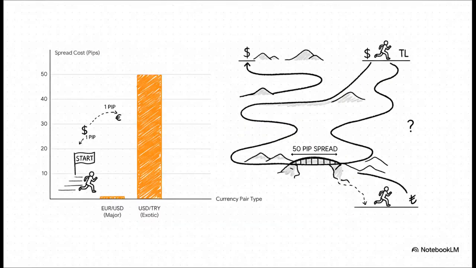And this is exactly why the currency pair you trade matters so much. A major pair, like the Euro/USD, might have a 1 pip spread. But if you decide to trade an exotic pair, like the US dollar versus the Turkish lira, you could be looking at a 50 pip spread. In that situation, you're basically starting the race a mile behind everyone else.